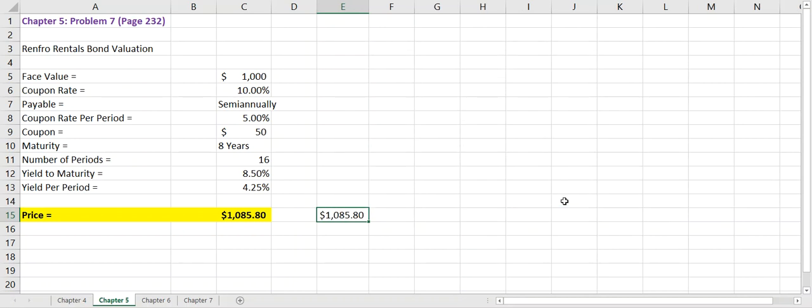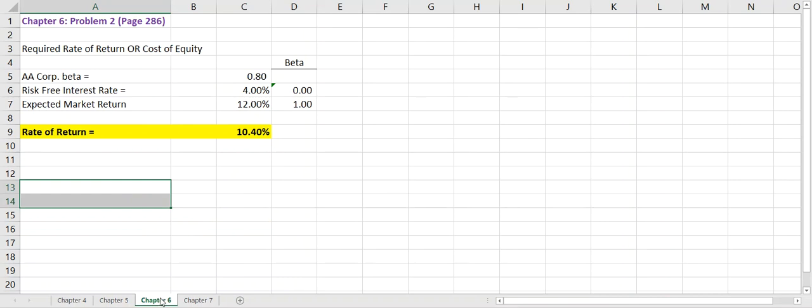$1,085.80. In other words, if I would be buying this bond in the market, I'd have to pay it at a premium, $1,085.80 compared to the $1,000 face value. Why? I'm getting 10% money, $50 a period, in a lower market, 8.5%. That value is worth more. The asset has increased. That's the fundamental concept of credit investing, interest rates and its value in the market.